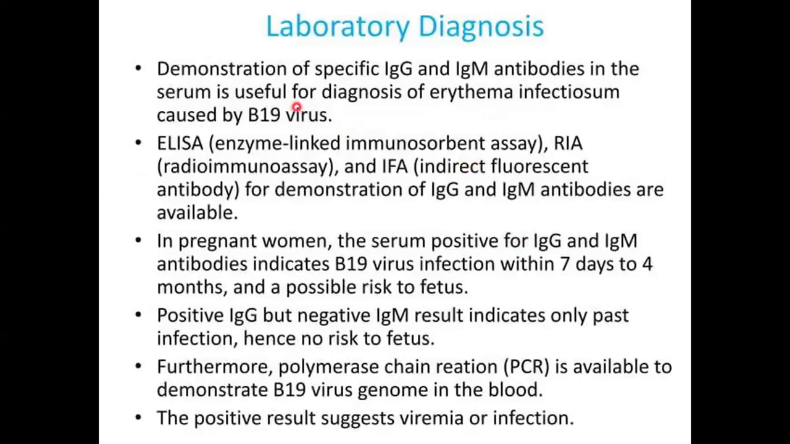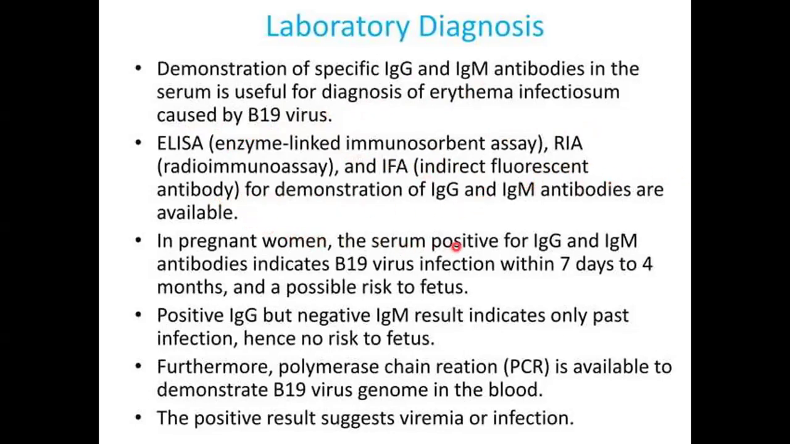Diagnosis. Demonstration of specific IgG and IgM antibodies in the serum is useful for diagnosis of erythema infectiosum caused by B19 virus. Okay, so that's how we usually do. Take a sample, measure the levels of antibodies against B19. So we can use ELISA, radioimmunoassay, and indirect fluorescent antibody for demonstration of IgG and IgM antibodies.